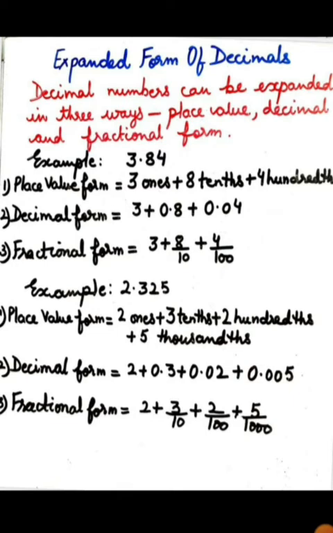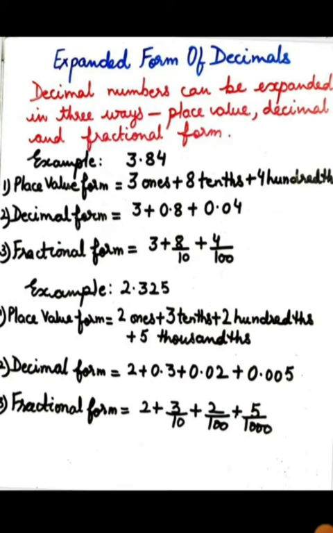Then put plus. And after the decimal on the right side, the first place is tenths. So you will write 8 tenths. Then put plus. Then after the tenths place, it is hundredths. So you will write plus 4 hundredths.